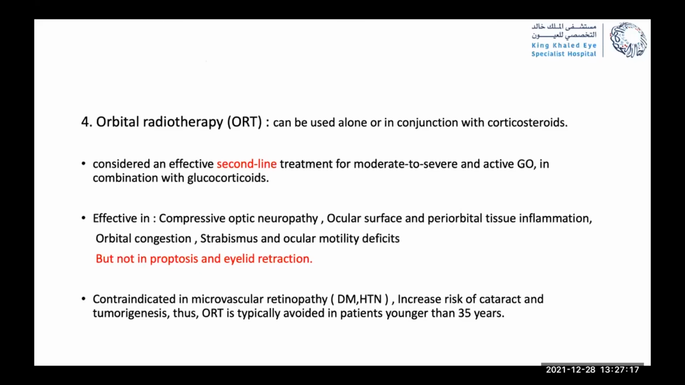Orbital radiotherapy can be used alone or in conjunction with corticosteroids, considered as an effective second-line treatment for moderate to severe and active Graves' orbitopathy in combination with glucocorticoids. It is effective in compressive optic neuropathy, ocular surface and periorbital tissue inflammation, orbital congestion, strabismus and ocular motility deficits, but not used in proptosis and eyelid retraction. The contraindications are microvascular retinopathy, increased risk of cataract, as you know, and tumorigenesis. Thus, orbital radiotherapy is typically avoided in patients younger than 35 years.